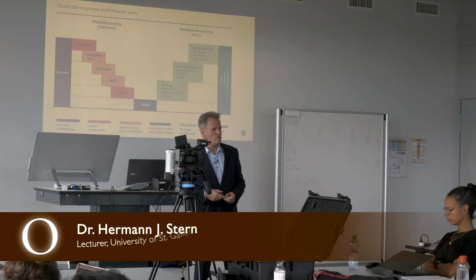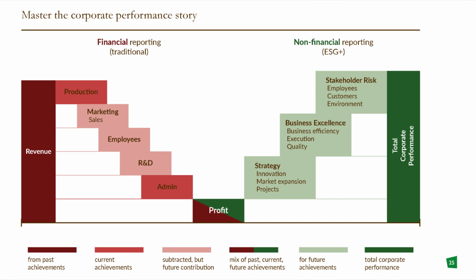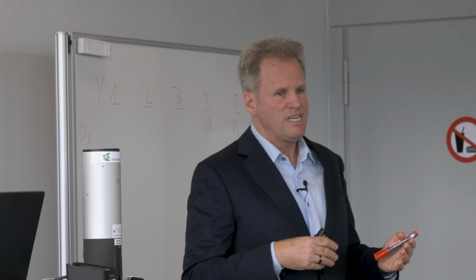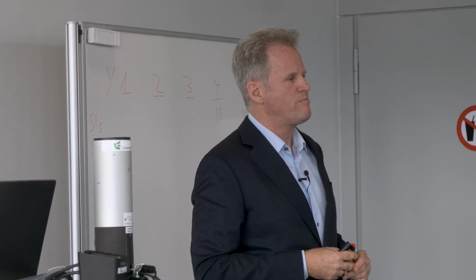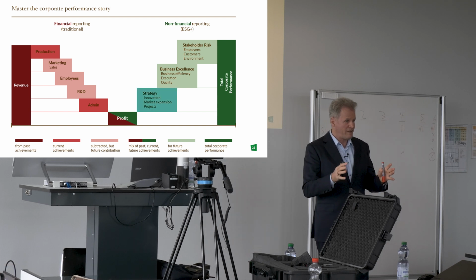Now, my solution that I have is this. Don't only look at half the performance story. Half of the performance story is basically a profit and loss statement. Include also all the non-financial performance indicators. And the way I group them today is that, as I say, there are indicators for your strategy, non-financial.